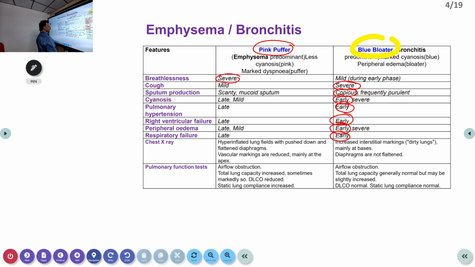Chest X-ray, we'll see afterwards. Hyperinflated lung fields, we'll see what hyperinflated lung fields are. In pulmonary function, both are obstructive airway disease.